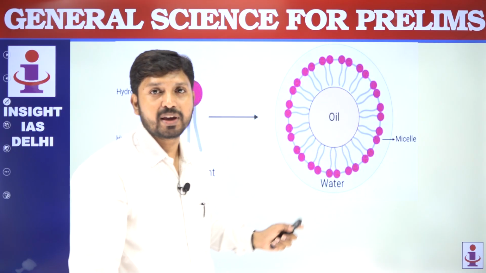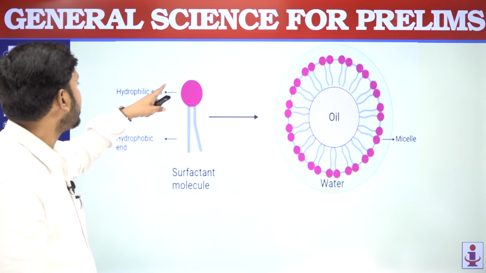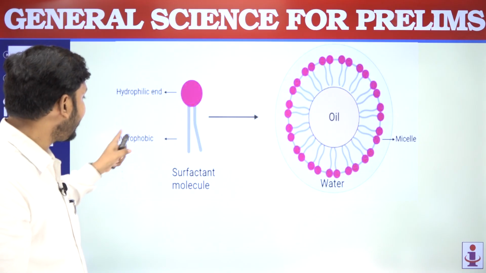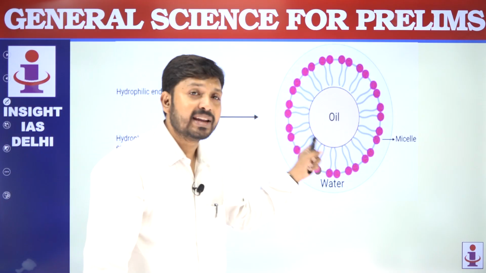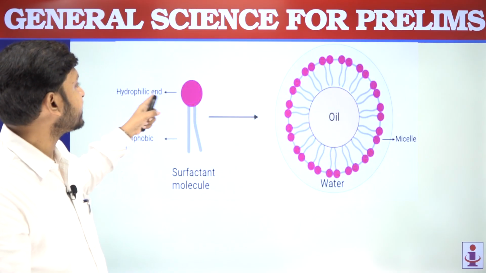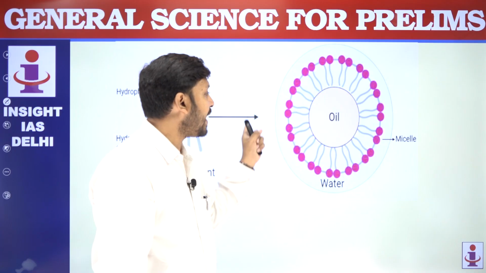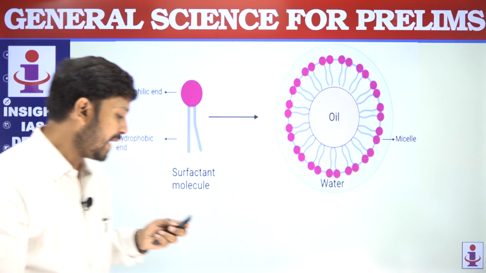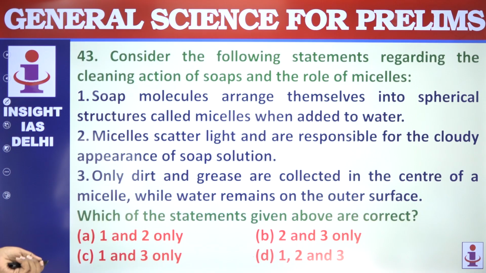But if you see this one individually, on one side it is hydrophilic, the second one is hydrophobic. So this hydrophobic side is attached to the grease or oil or dust inside, and the other one, the hydrophilic structure on the outside, will be attached to the water. On one side water will be there, on the other side grease or oil will be attached. Okay, so based on this, let's read the statements.